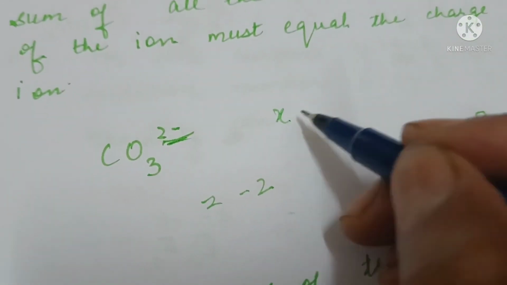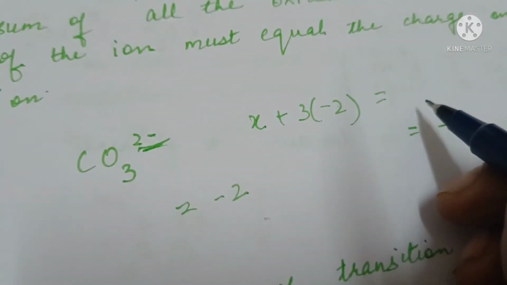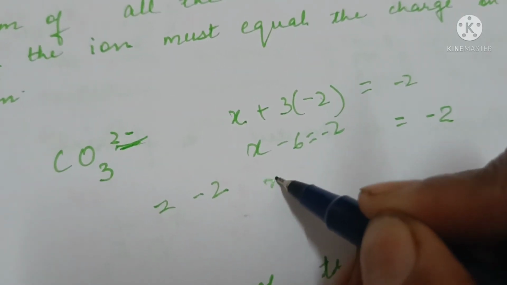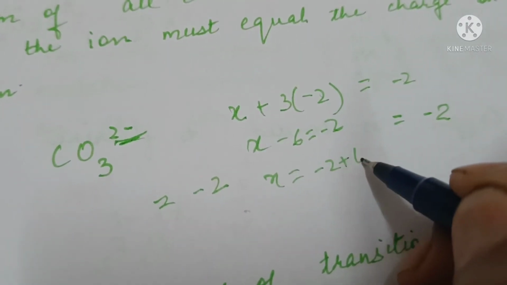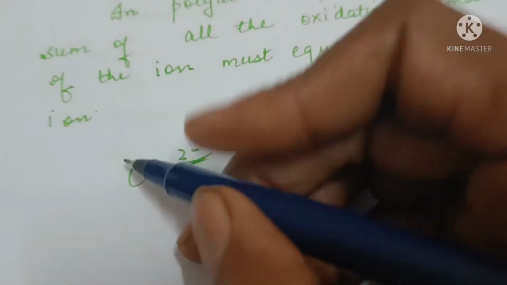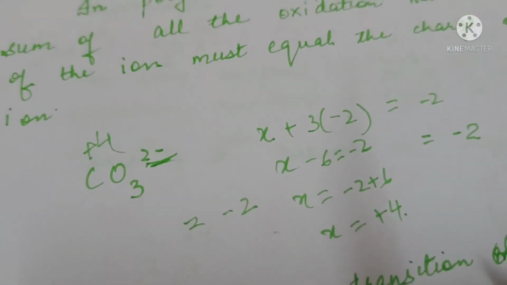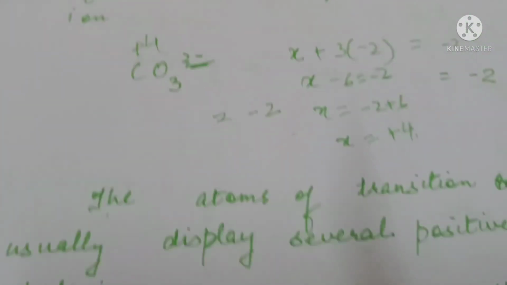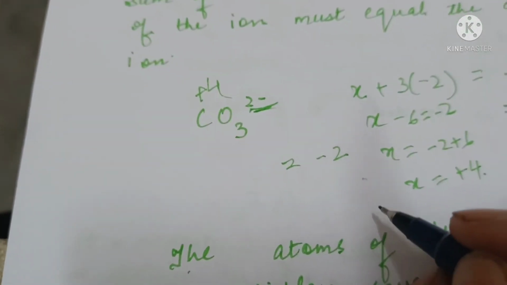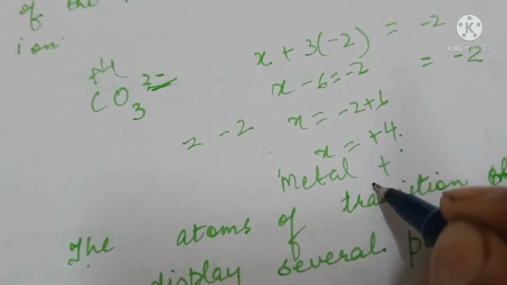So if it is X, then X plus 3 into -2 is equal to -2. So X minus 6 is equal to -2. X is equal to -2 plus 6. X is equal to +4. So the oxidation number of carbon will be +4. So you can see that using these rules, we can find out the unknown oxidation number of an element. We now know that metals will always have a positive oxidation state.